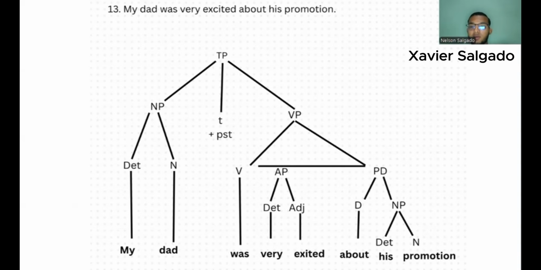On the other hand, we have a PD, that is a predeterminer, and we have a D and NP, that is a noun phrase, and we have a D, that is a determiner, and N, that is a noun. In the sentence, we have a determiner, my, noun, dad, verb, was, determiner, very, adjective, excited, and the preposition about, determiner, his, that is a pronoun, and the last part, promotion, that is a noun.